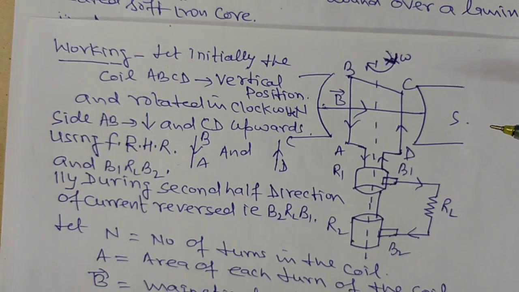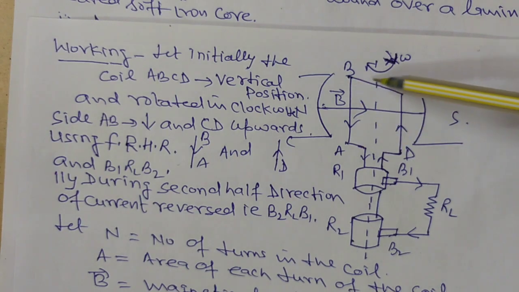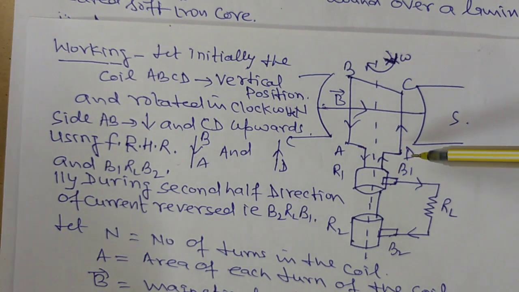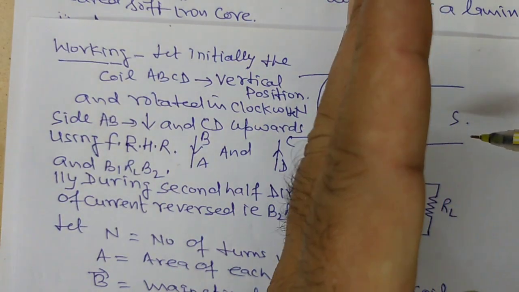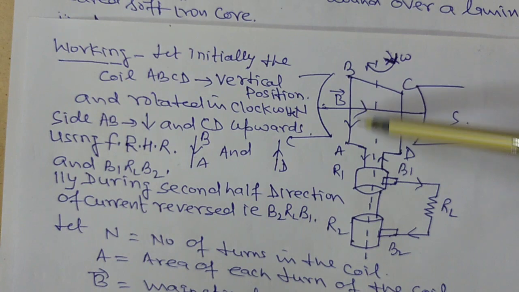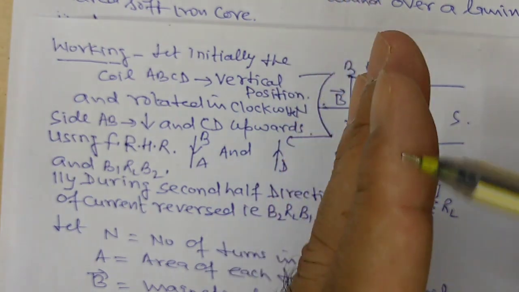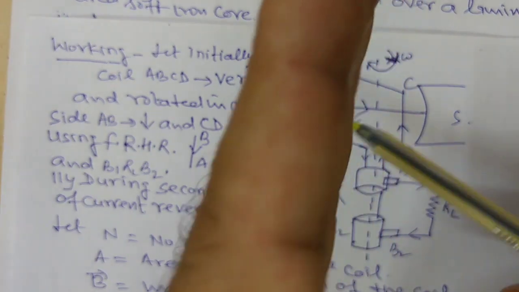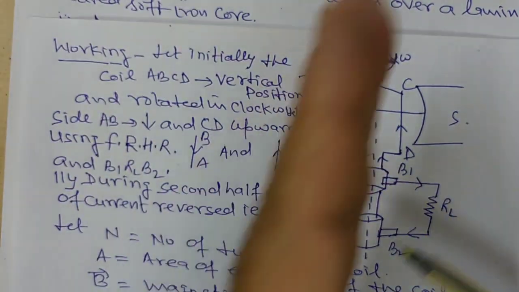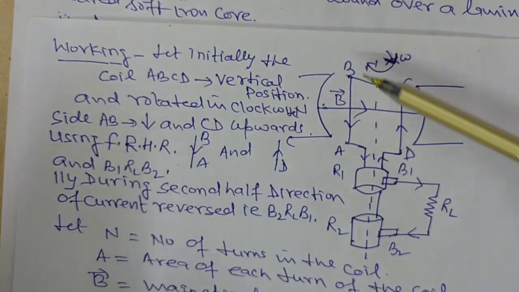Now, working and theory of this AC generator, initially हम suppose करते हैं this armature coil ABCD is initially placed like this vertically. Here side AB is in upward direction. Here this AB and here CD. नीचे वाली साइड हमारी CD और AB हमारी ऊपर.